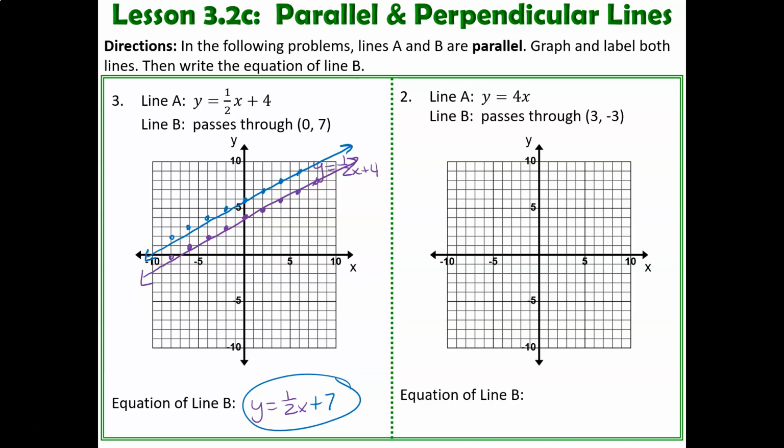All right, number 2. The first line we're going to graph is y equals 4x. It starts at the origin. Slope is 4 over 1. Okay, so there's my first line. This is y equals 4x. Now we want one parallel to that. That's going to pass through the point 3, negative 3. So 1, 2, 3, 1, 2, 3. So the slope, if they're parallel, is 4.